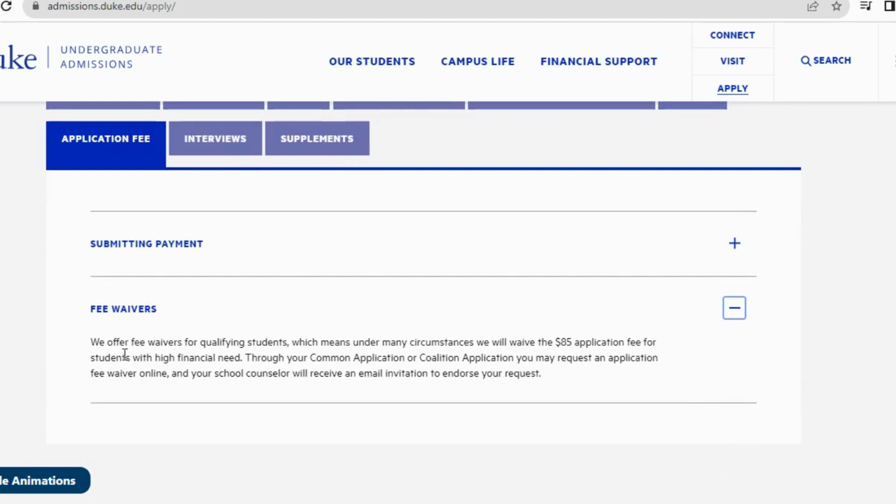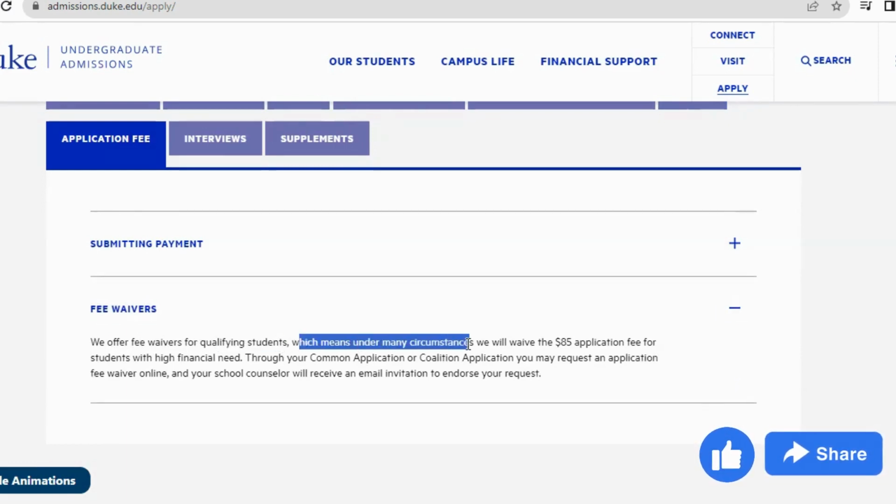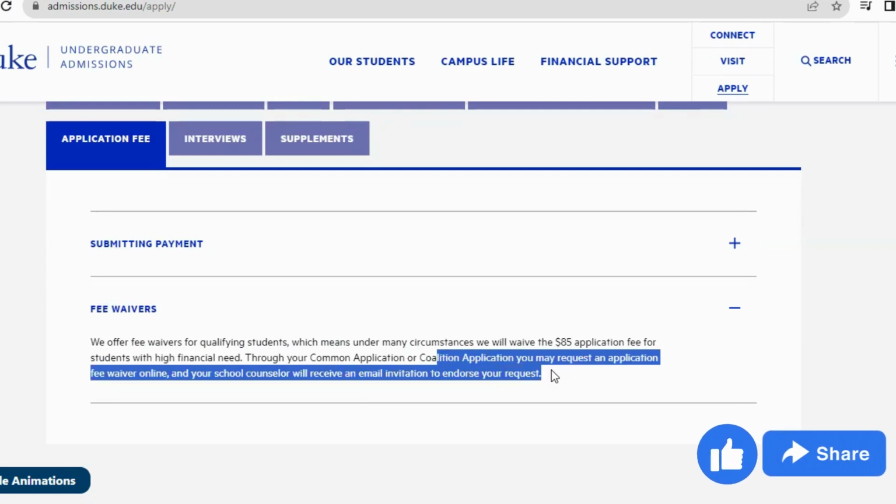It says here, we offer fee waivers for qualifying students, which means under many circumstances, we will waive the $85 application fee for students with high financial need. Through your Common Application or Coalition Application, you may request an application fee waiver online, and your school counselor will receive an email invitation to endorse your request.